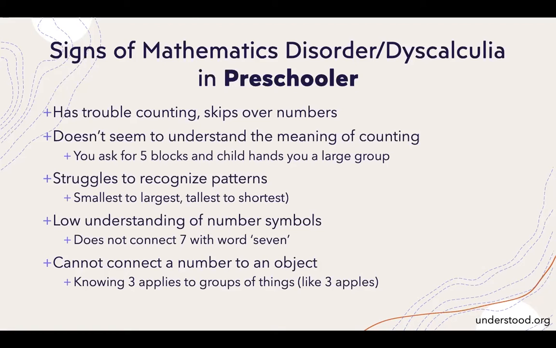Not having a good understanding of number symbols. So for instance, the number 7 and connecting that to the word 7, and not being able to connect a number to a visual or an object. So knowing that the number 3 applies to 3 things, right? Like 3 apples or 3 porcupines, whatever it is, just making sure that a student isn't struggling with that because they're really struggling to understand the concept of numbers.